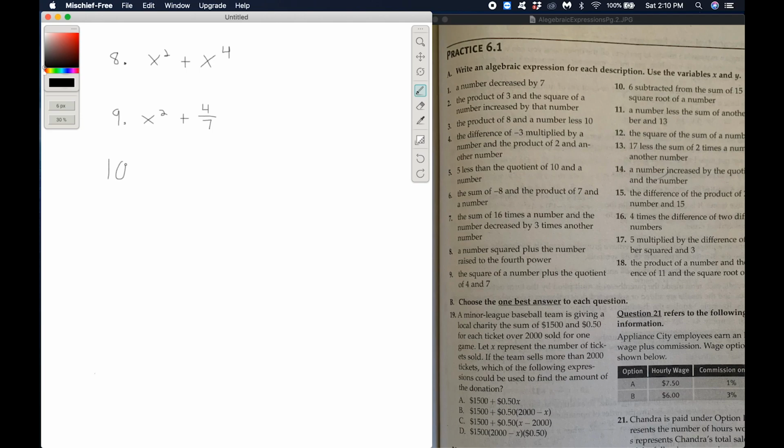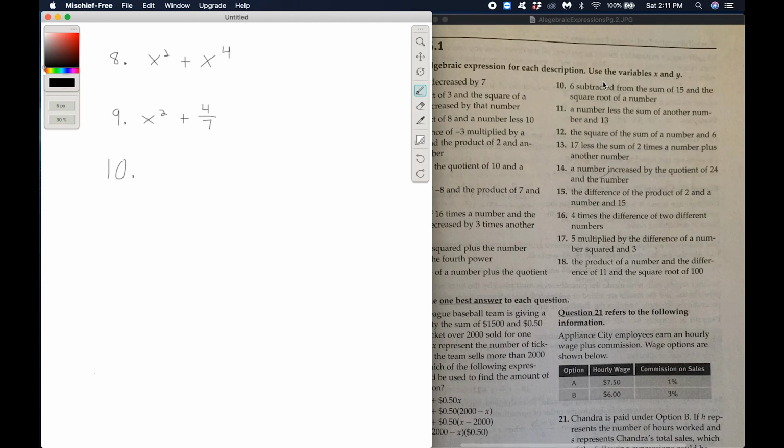So number 10 is, let's move this over. Okay, 6 subtracted from the sum of 15 and the square root of a number. So we have 6 subtracted from the sum of 15, so we know the sum is addition. The sum of 15 and the square root of another number. So we will do 15 and plus, because 15 and the square root of another number. We know the square root symbol is this right here. This number, it doesn't tell us which number, so we're going to use x.